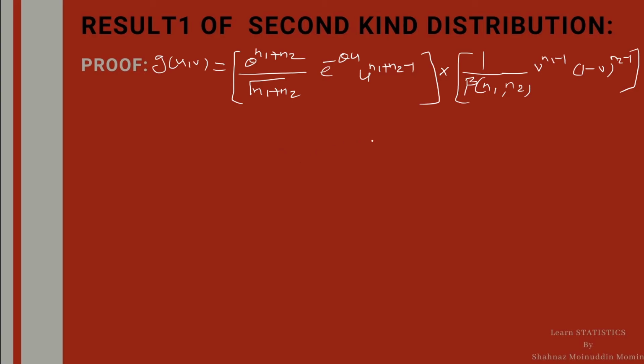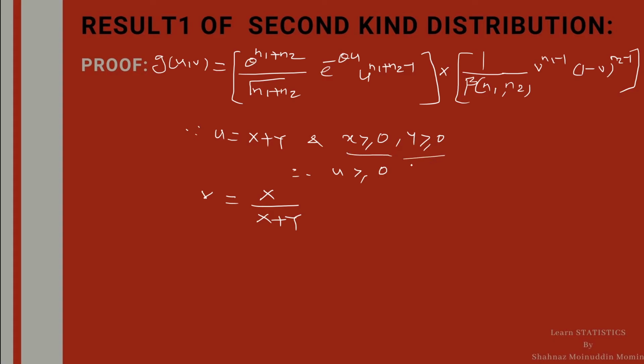Now we will write the range of u and v. Since u equal to x plus y and x greater than equal to 0, y greater than equal to 0, therefore u is also greater than equal to 0, and v equal to x divided by x plus y with x greater than 0 and y also greater than equal to 0, then v lies between 0 and 1. This is the range of u and v.